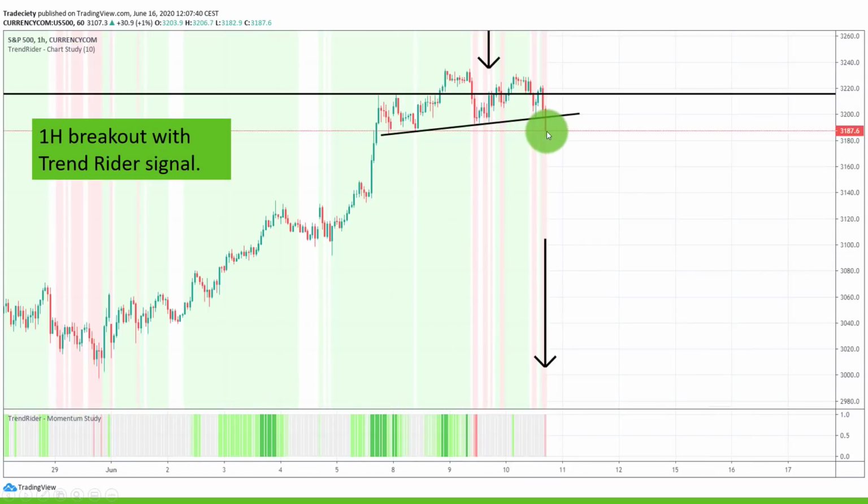And you can see this is when it happened. The price kept going up, didn't make a new higher high. And then we have our trend line. We have a breakout. And this is our first signal here. The histogram is turning red. So this would have been or could have been your first entry.